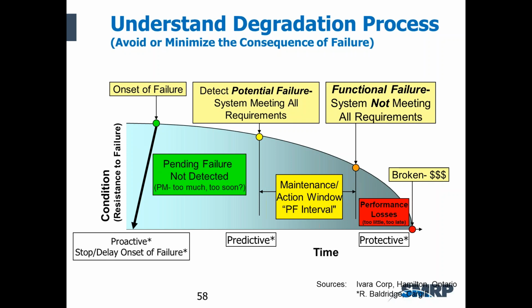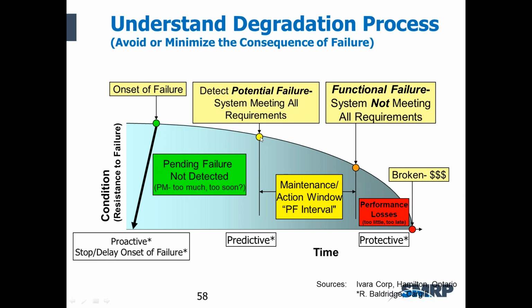Well, we're trying to understand the degradation process so that we can avoid or minimize the consequence of failure. So right here, the green dot, we have onset of failure. We don't detect it. Here we detect a potential failure at the yellow dot, but the system is still meeting all my requirements. So I might hear a wheeze, but the system's functional. Here, I'm not meeting all my requirements. And beyond that, I've got a functional failure until ultimately it's laying in a heap.